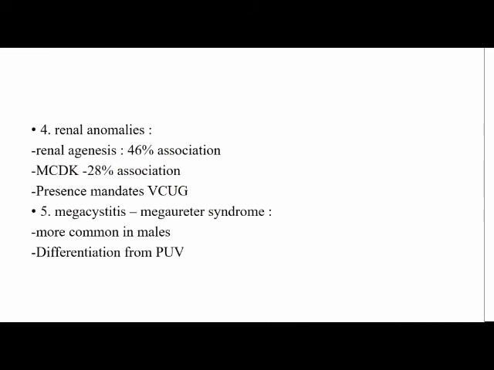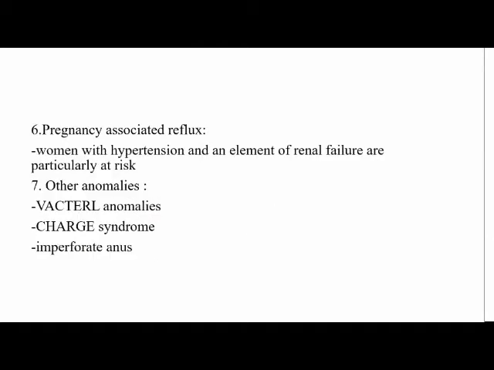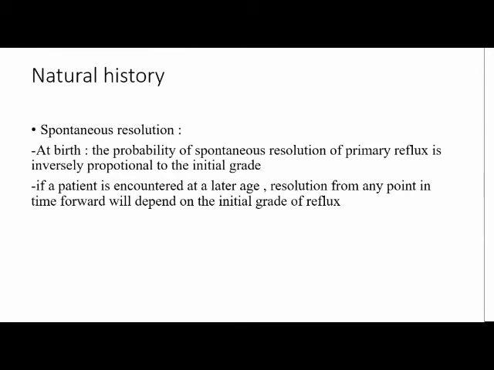It can be associated with renal agenesis in 46% and multicystic kidney disease in 28%. And megaureter syndrome may be present in males. And pregnancy-associated reflux will be seen in women with hypertension. Other associated anomalies can be VACTERL anomalies, CHARGE syndrome, and imperforate anus.